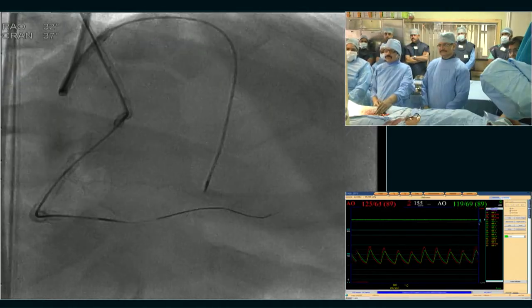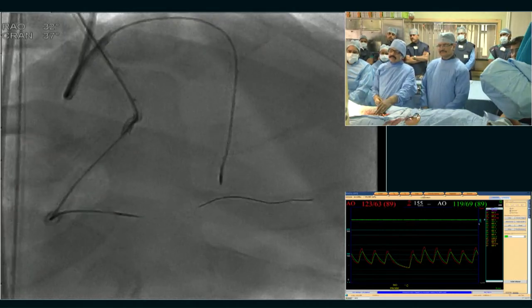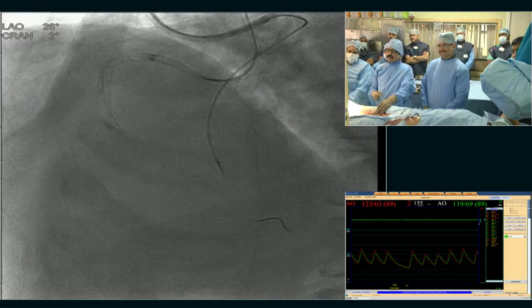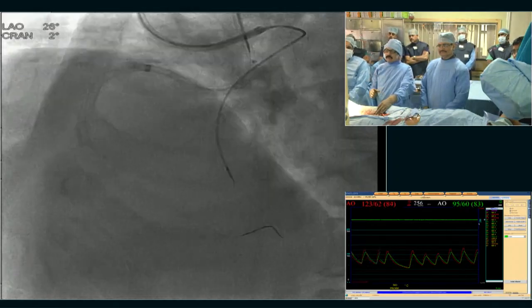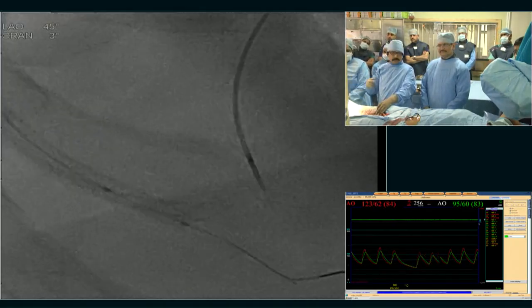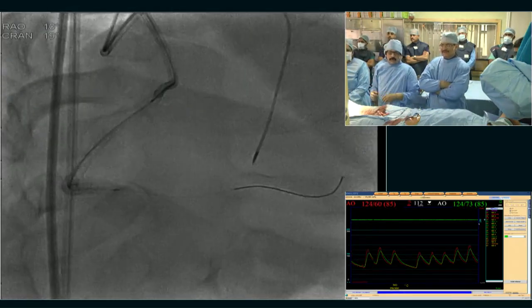So once we are sure, we extended the wire to a Cyan wire. I don't want to keep the Gaia 3 at the distal because of the risk of perforation, and we removed the Corsair. So here, after serial balloon dilatations, we have done an OCT. You can show, you explain. We have done an OCT with an OPTIS.